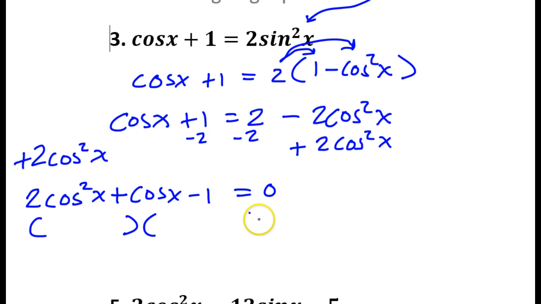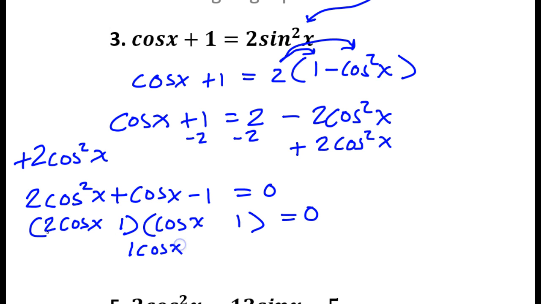Now, probably we can factor this. 2 cosine squared, so that would be 2 cosine times cosine. Ignore the negative for now. 1 can only be 1 times 1. I like to do my signs last. Now, inner plus outer must equal the middle up here. Inner, I have 1 cosine x. Outer, I have 2 cosine x.